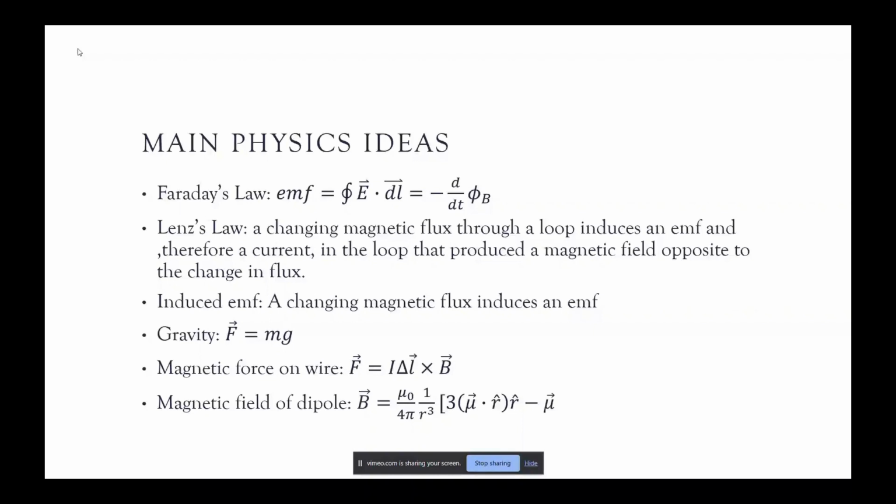The force of gravity is equal to the mass times g, and the magnetic force on a wire is equal to the current times the cross product of the delta L vector and the external magnetic field vector. The magnetic field of a dipole is equal to mu naught over 4 pi times 1 over r cubed times 3 times the dot product of mu and r hat times r hat, minus mu. In this case, mu is the magnetic dipole moment of the magnet.